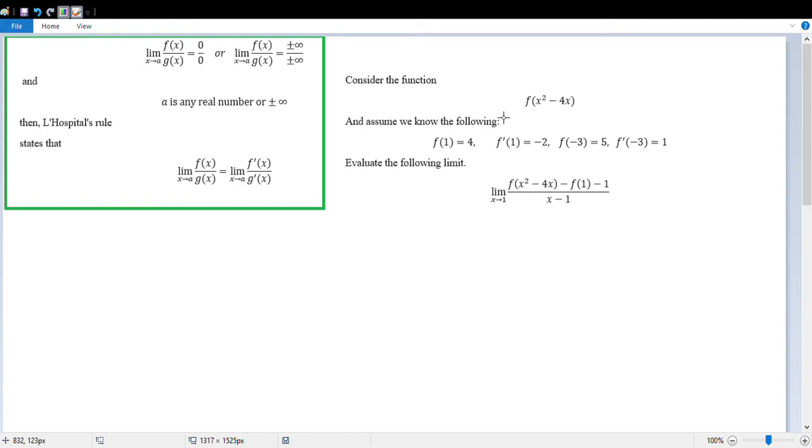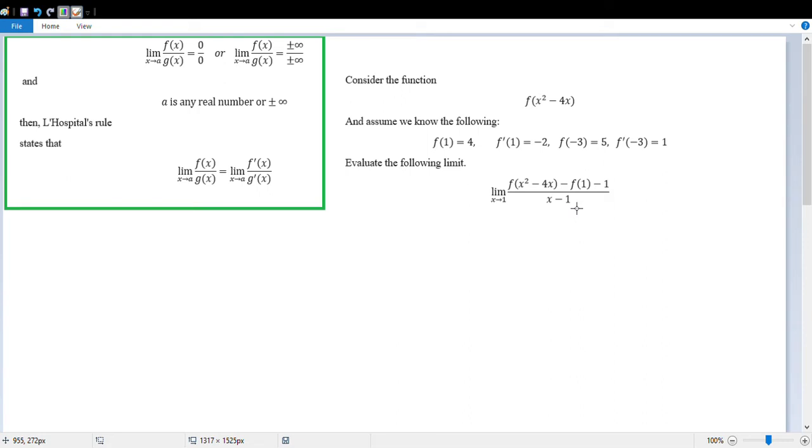We're given to evaluate the limit as x approaches 1 of f of x squared minus 4x minus f of 1 minus 1 over x minus 1. So let's just go ahead and directly substitute that. I'm going to plug in a 1 for x here. 1 squared is 1 minus 4, that's a negative 3. And f of negative 3 is 5. And then f of 1, which is 4, well, 5 minus 4 is 1, and 1 minus 1 is 0. And then on the bottom, clearly 1 minus 1 is also 0.